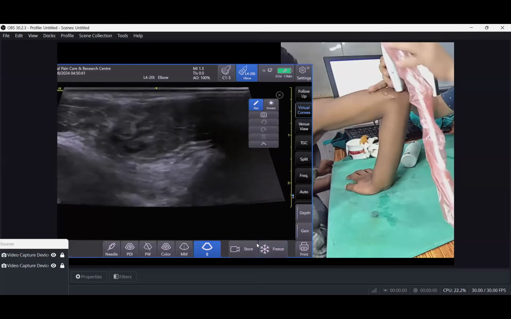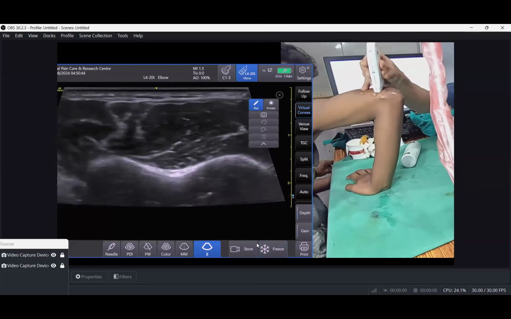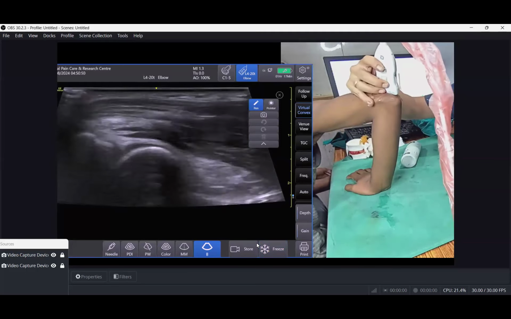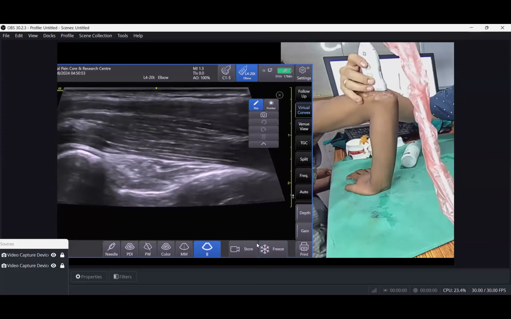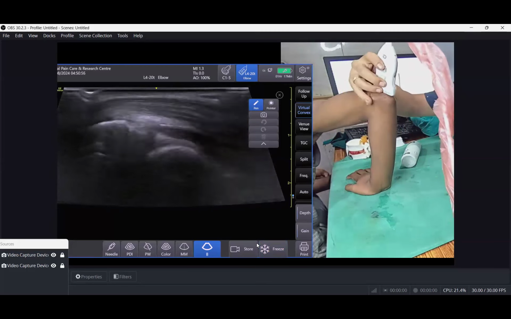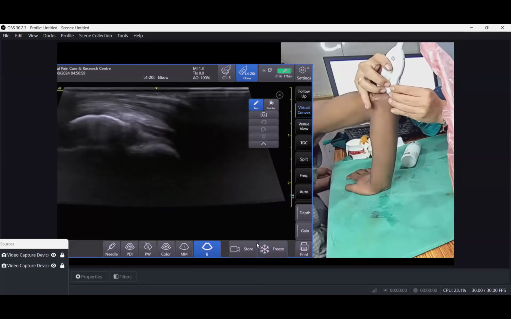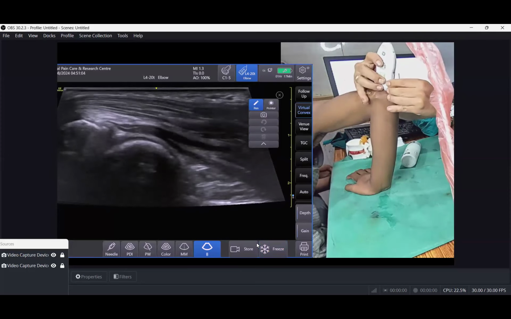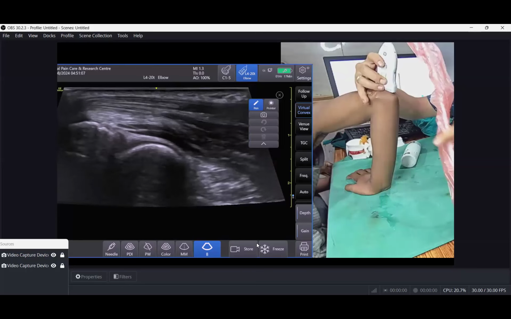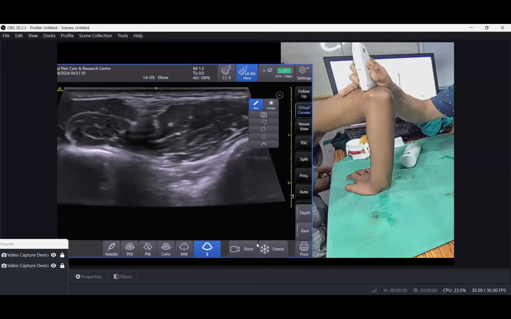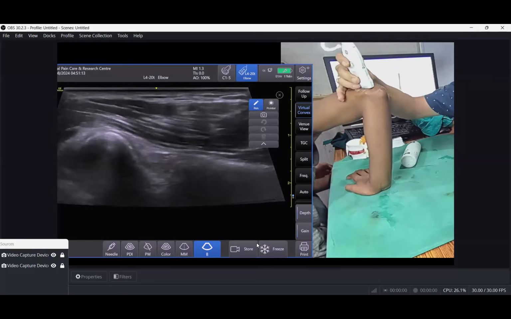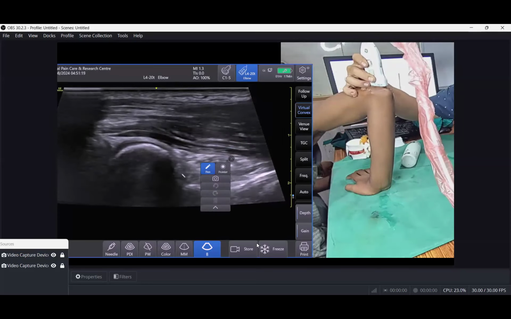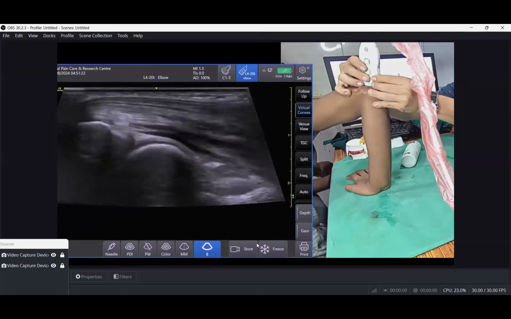Now, after seeing the short axis view of the triceps muscle, let us rotate the probe 90 degrees. Here in this picture you can see very nicely the muscles of the triceps in the long axis view. All these muscles form the tendon, which gets attached to the superior surface of the olecranon process. Initially I was scanning the short axis view; now I'm rotating 90 degrees to see the triceps in a long axis view.